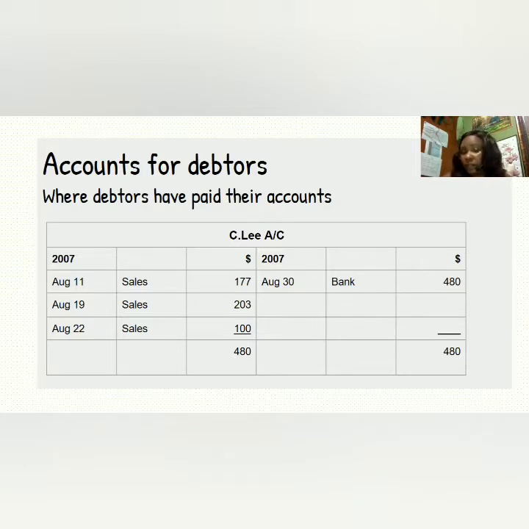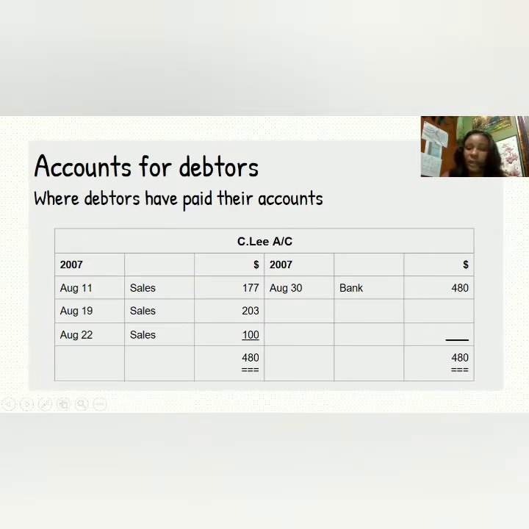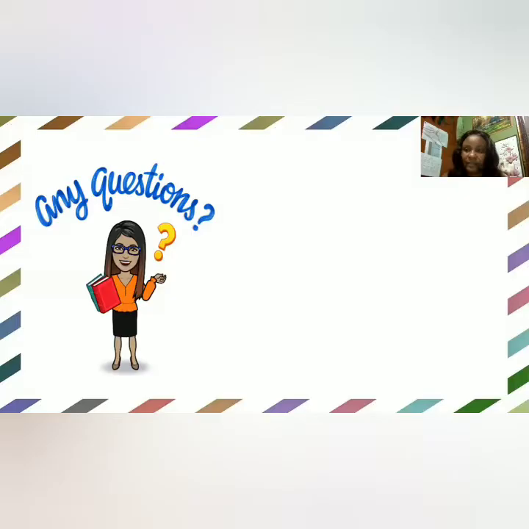Are we finished? I know you would have picked it up. So no, we have to put our double line to show that we have completed balancing of the account. So there you go. In this account, there is no balance because whatever the person took on credit, they paid the entire amount at the end of the month.